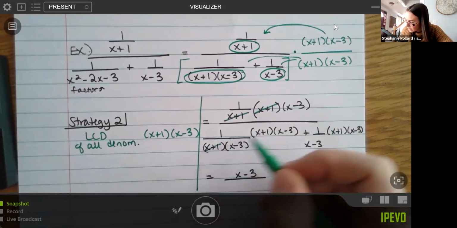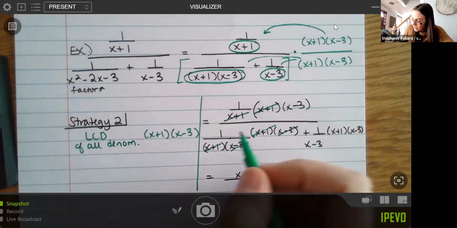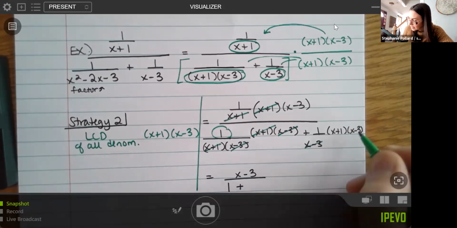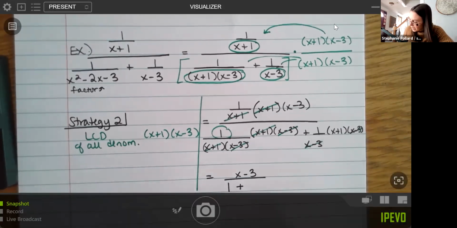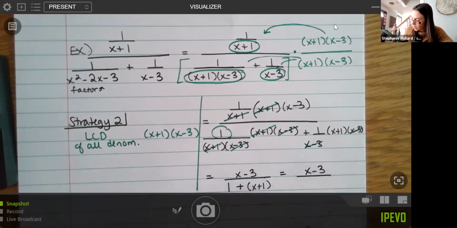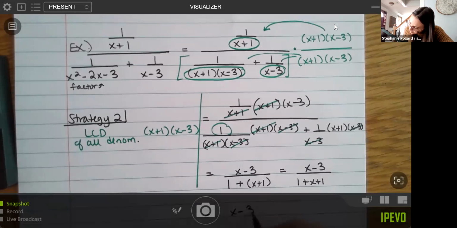Here, x plus 1, x plus 1, x minus 3 cancel. Do be careful. You still have a 1 here left. So I'm going to just write that 1 in. And then I have a plus sign. Here, x minus 3 cancel. And I'm adding in that x plus 1. So if I clean this up a little bit, I have x minus 3 on the top, 1 plus x plus 1 on the bottom, and I get x minus 3 over x plus 2.